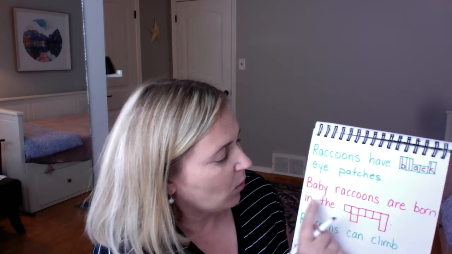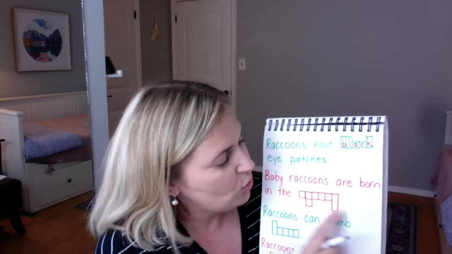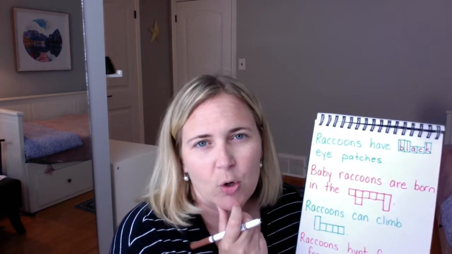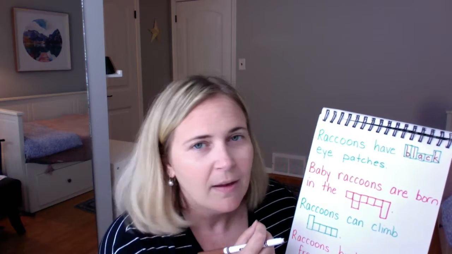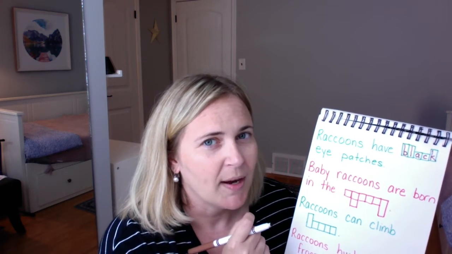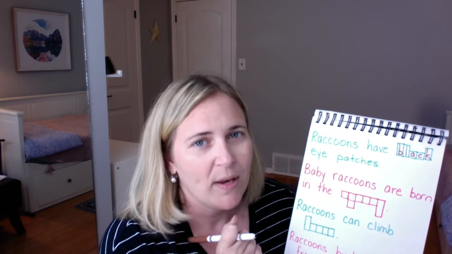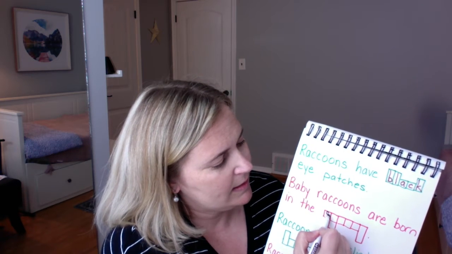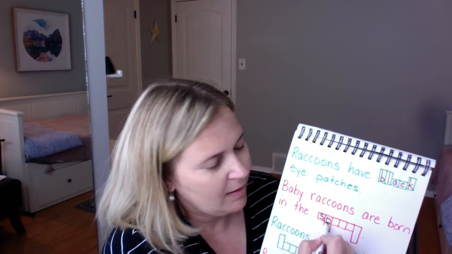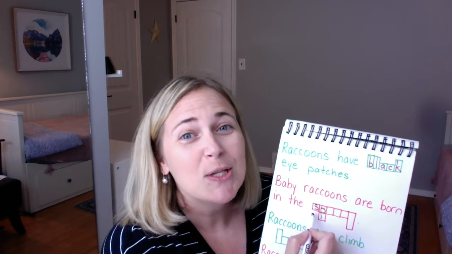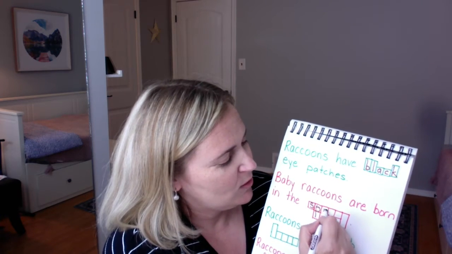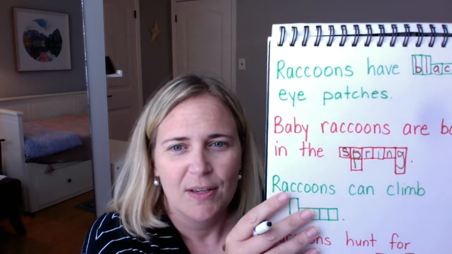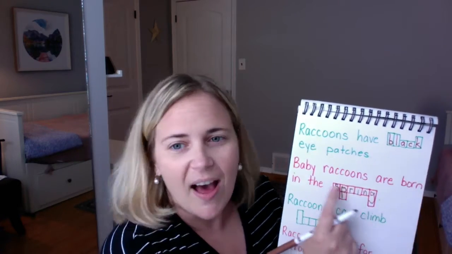Baby raccoons are born in the, and this has got 2 low letters. So do you remember what season the baby raccoons were born in? The book taught us that. Our seasons are spring, summer, fall or autumn, and winter. Do you remember what season? Do you know it now? Spring. And G is another low letter. So baby raccoons are born in the spring.